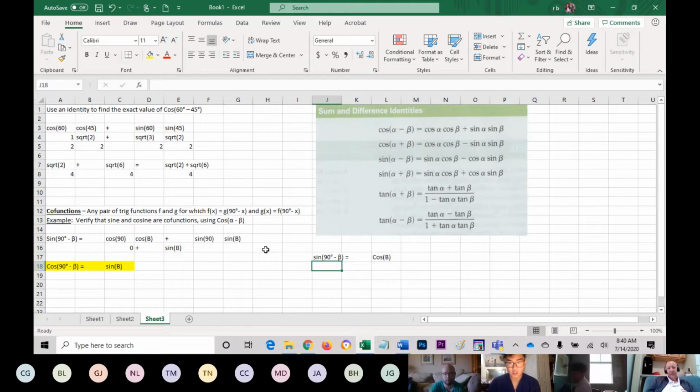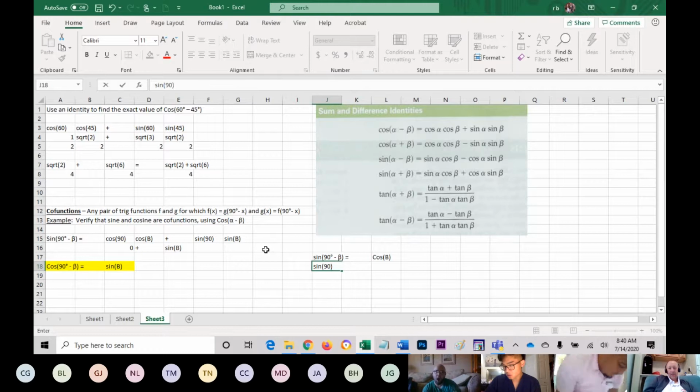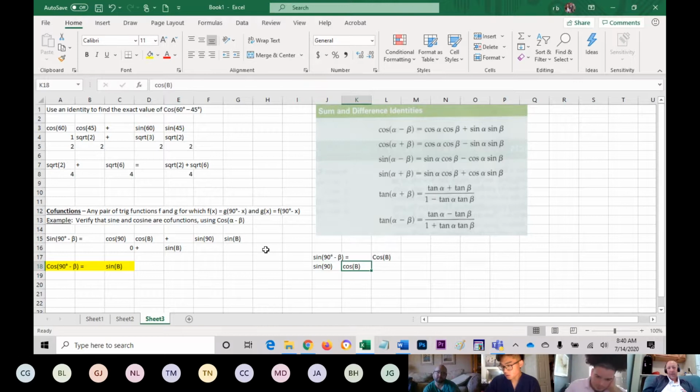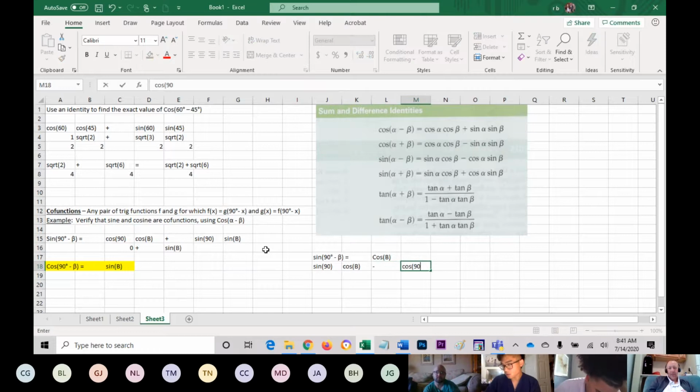So we'd use the third one down. Okay. So we do sine of 90 times the cosine of beta. Beta, yep. And then minus the cosine of 90 times the sine of beta.